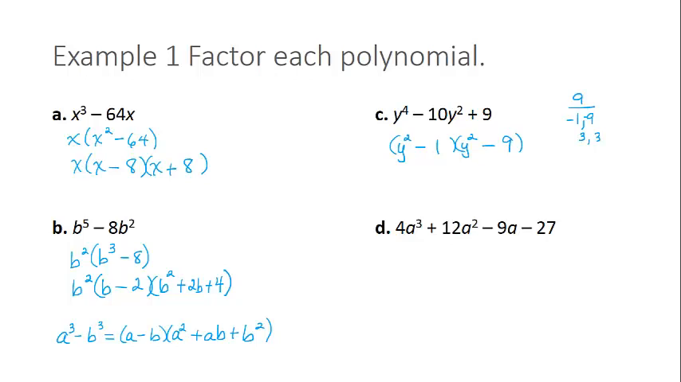Now the thing with higher degree polynomials is that sometimes you can factor further after you do that initial step, and so that is the case here. Y squared minus 1 is a difference of 2 squares, so that's y minus 1 times y plus 1. And then y squared minus 9 is y minus 3 times y plus 3.